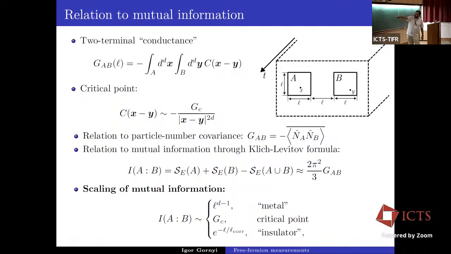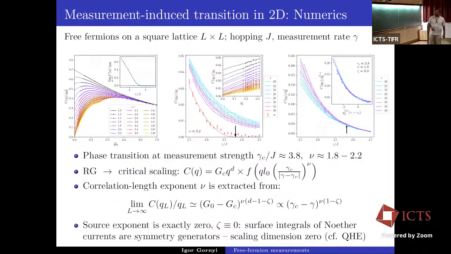And with this formula, we predict the scaling of the mutual information. In the metallic case, it grows with the subsystem sizes. At the critical point, it's given by this critical conductance, G_C, and stays constant. And in the insulator, it decays exponentially, as correlations do in an Anderson insulator. So this is a direct link between quantum information and Anderson localization.